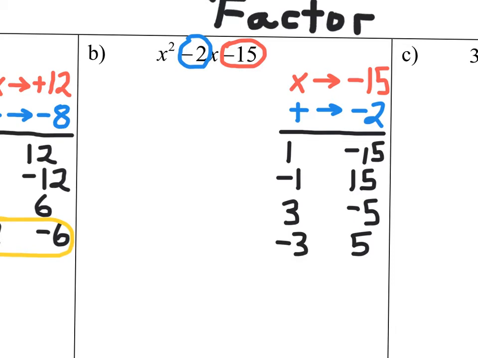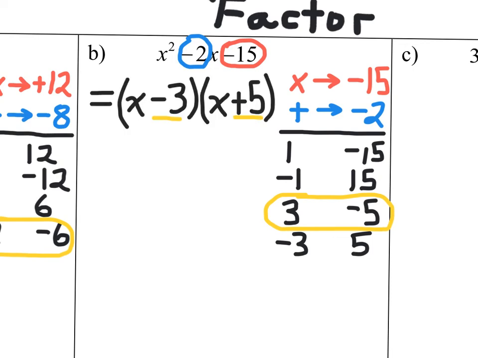You could have 1 times -15 or -1 times 15. You could have 3 times -5 or you could have -3 times 5. But which combination adds to -2? Just 3 and -5. 3 times -5 is -15, and 3 minus 5 is -2. So those are the numbers I'm going to plug into my brackets. So my final answer is x minus 3 times x plus 5.